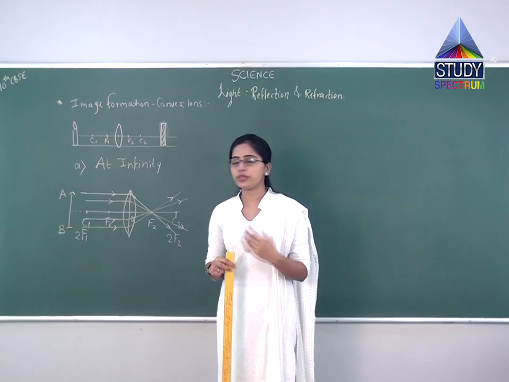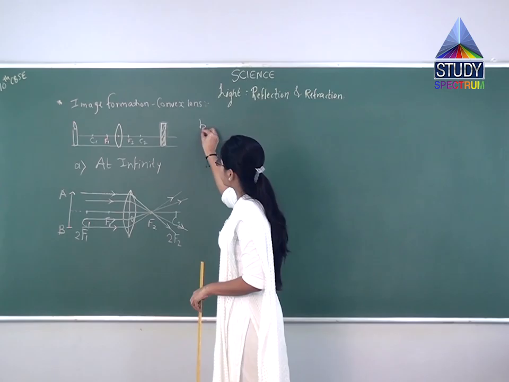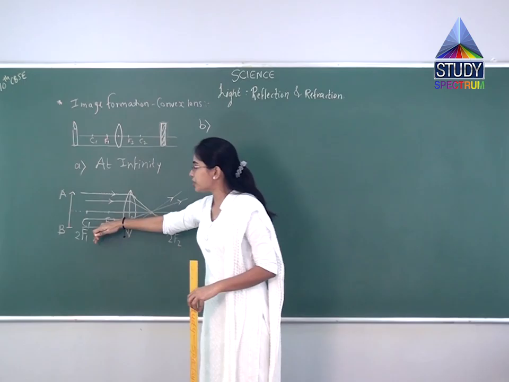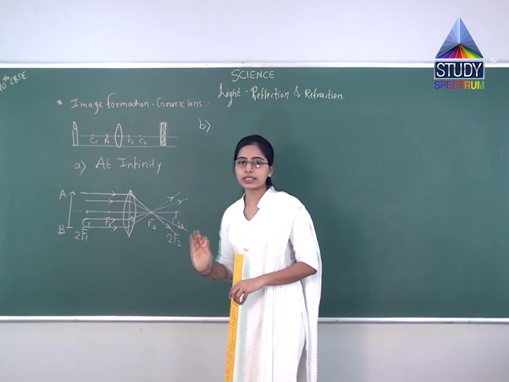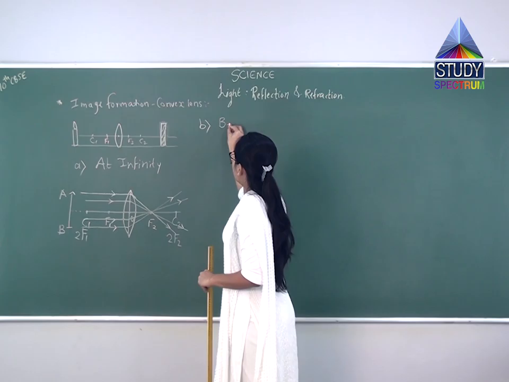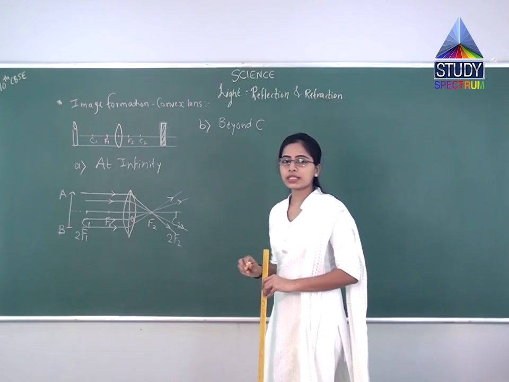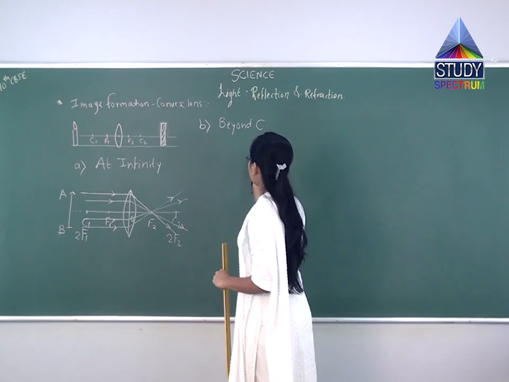Now let us consider the second case. In the second case, our object is just beyond the center of curvature on one side, meaning we are keeping our object at a finite distance, but beyond the center of curvature. So in the second case, our object is beyond C, the center of curvature of the lens. Let us draw the diagram.